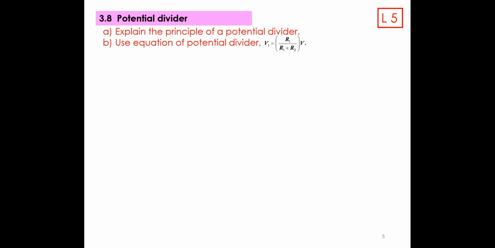Okay, next we go through subtopic 3.8, potential divider, and we have two learning outcomes right here. A, explain the principle of a potential divider, and second, use the equation of potential divider given as V1 equals R1 over R1 plus R2 times the total voltage.